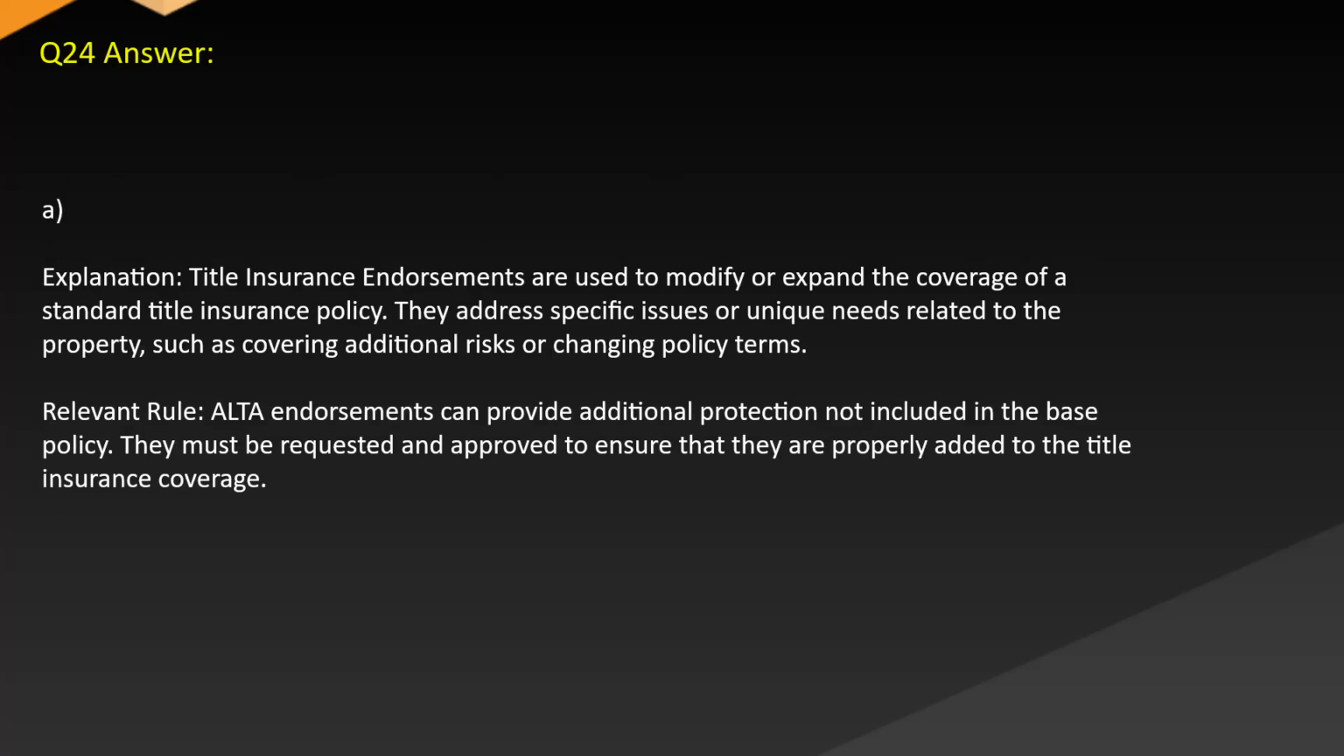Answer A. Explanation. Title insurance endorsements are used to modify or expand the coverage of a standard title insurance policy. They address specific issues or unique needs related to the property, such as covering additional risks or changing policy terms. Relevant rule: ALTA endorsements can provide additional protection not included in the base policy. They must be requested and approved to ensure that they are properly added to the title insurance coverage.